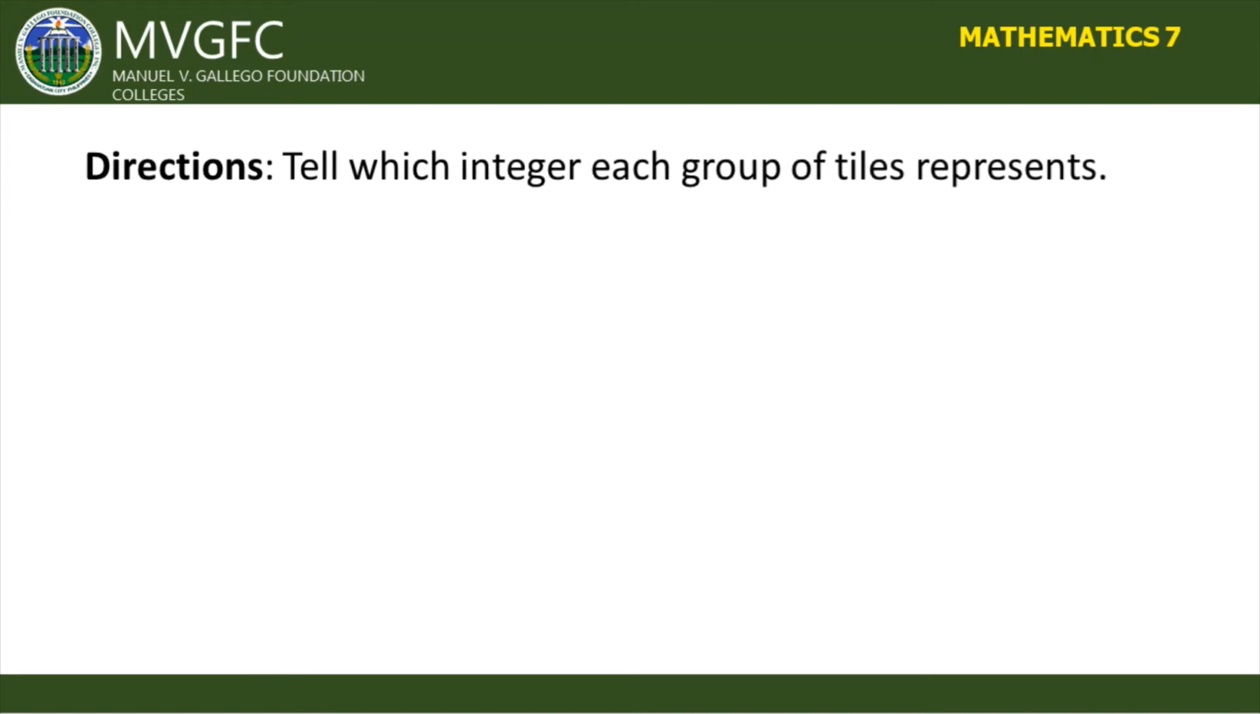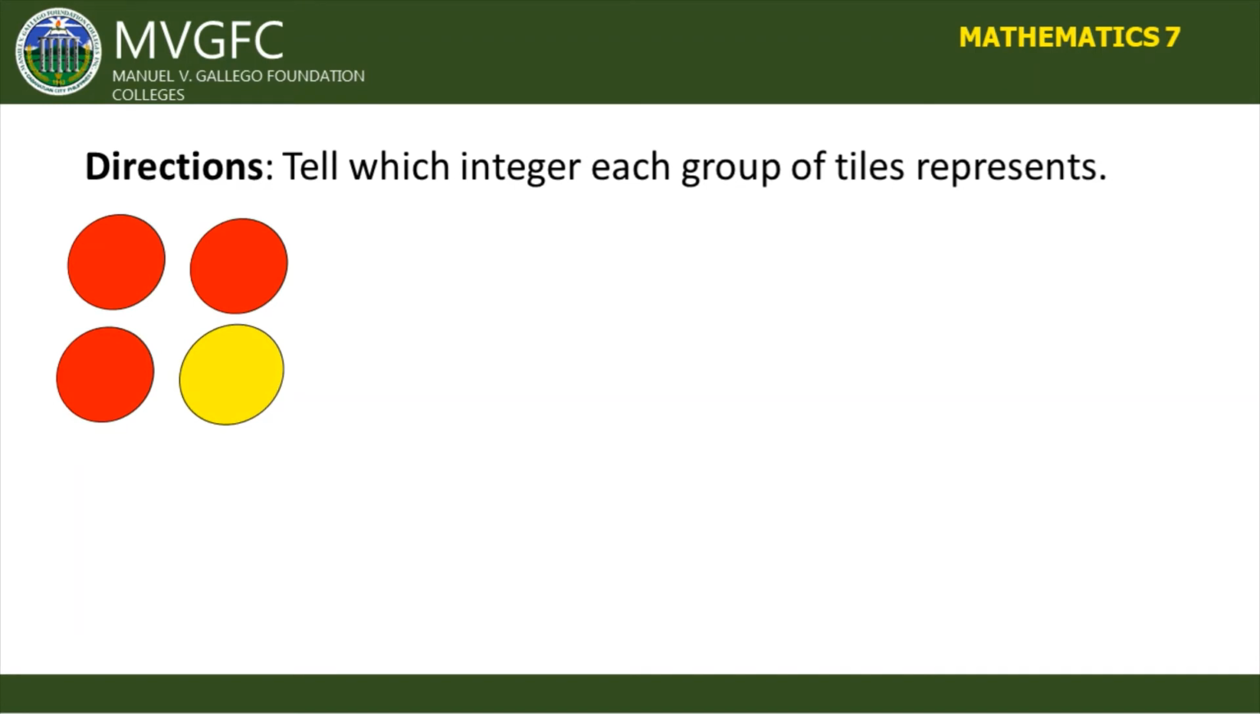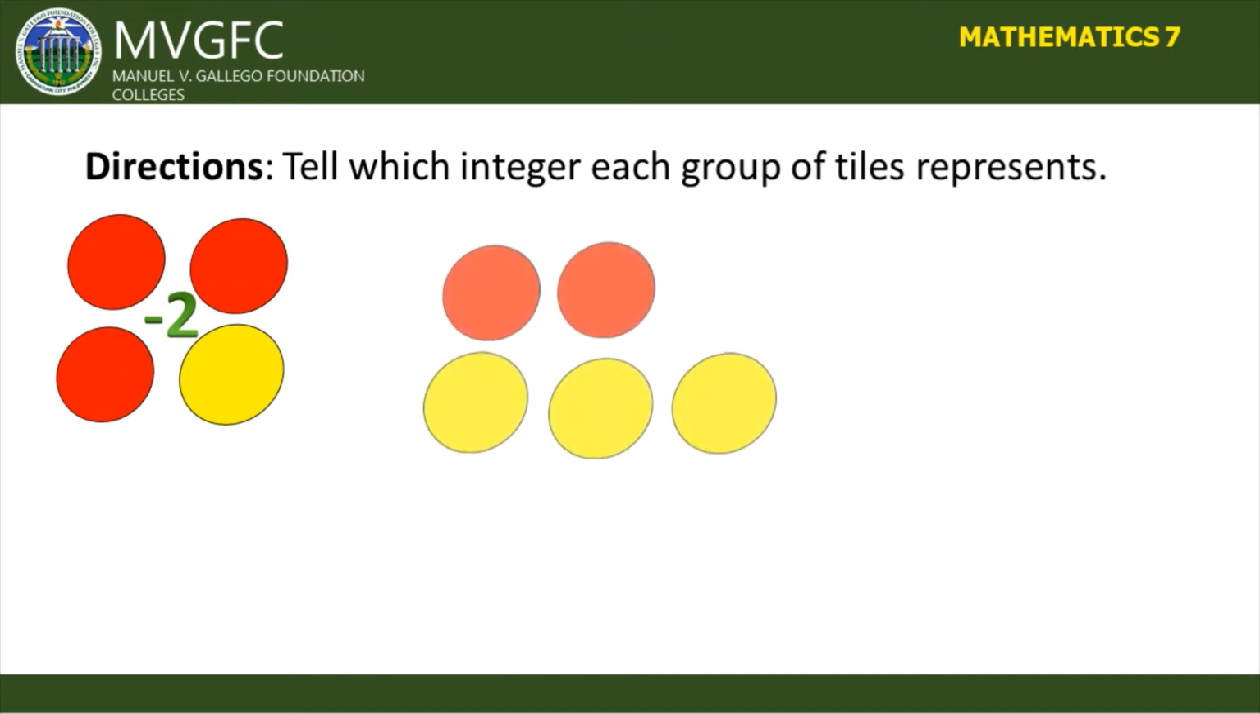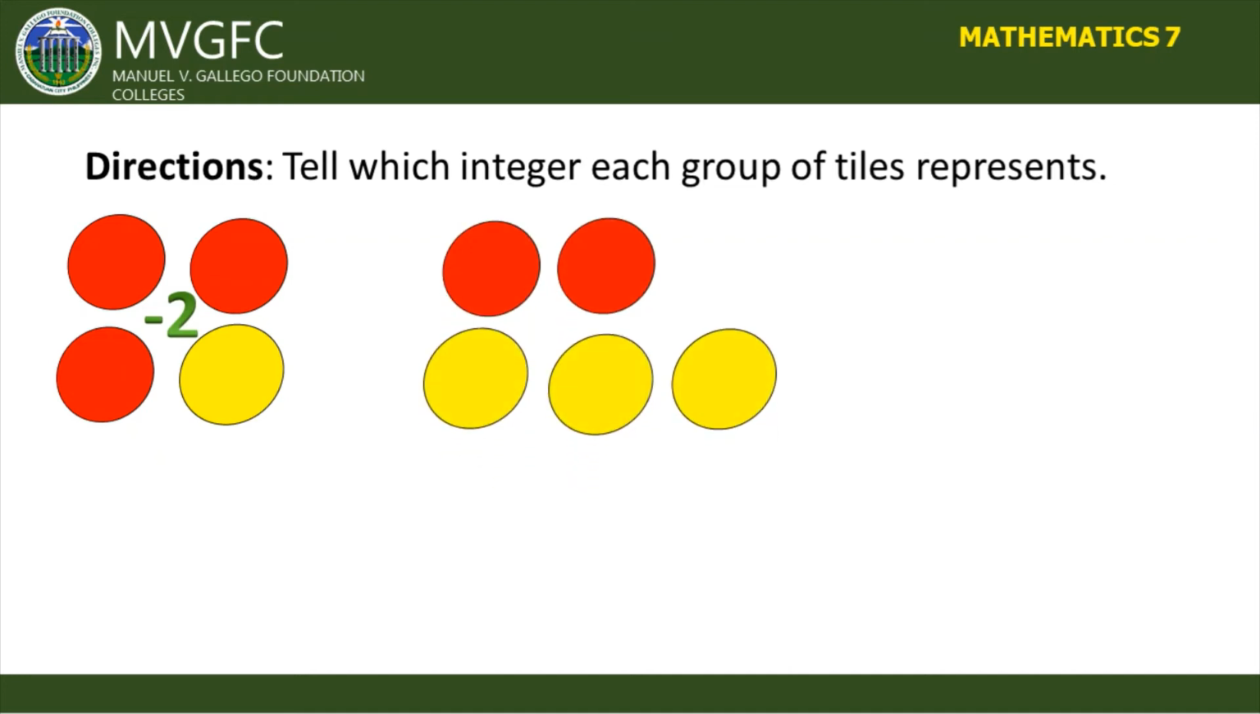For example, we have here, tell which integer each group of tiles represents. For the first part, we have 3 red tiles and 1 yellow tile. So what could be the answer? Okay, that is -2. Okay, just use the takip-takip method. That is a shortcut. Okay, so how about this? We have 2 red tiles and 3 yellow tiles.